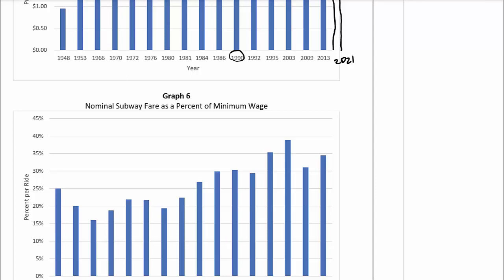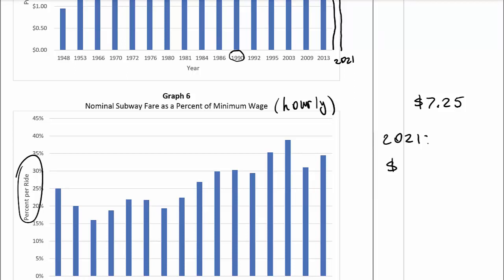It's usually hourly wage. So we know that in New York City, the minimum wage is $15 per hour, but in the entire country, it's still $7.25. It has not been changed, but it looks like it will very soon. So for now, it's still $7.25. So I just want to show you how you do the calculations that was done in that chart.